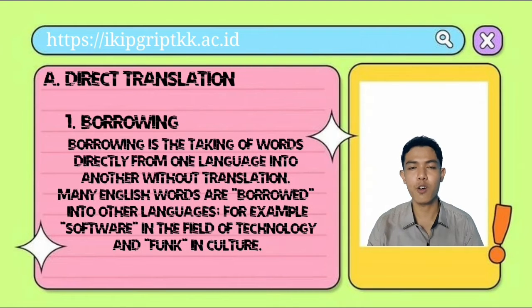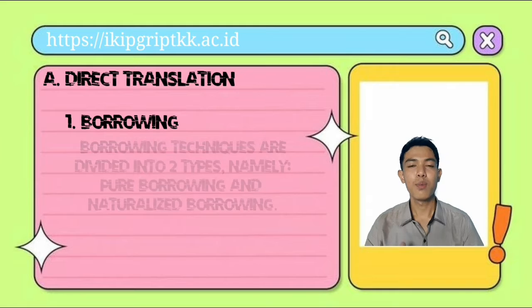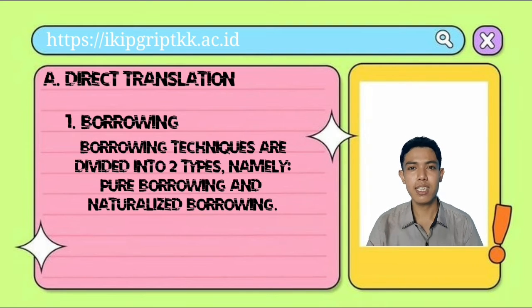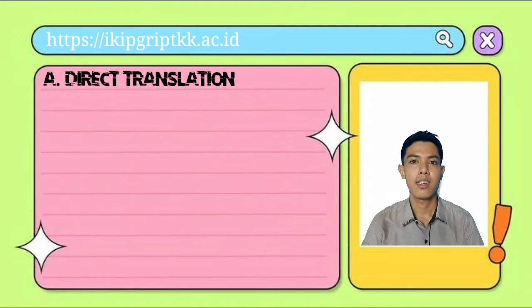Borrowing is the taking of words directly from one language into another without translation. Many English words are borrowed into other languages. For example, software in the field of technology and fun in culture. Borrowing techniques are divided into 2 types, namely pure borrowing and naturalized borrowing.